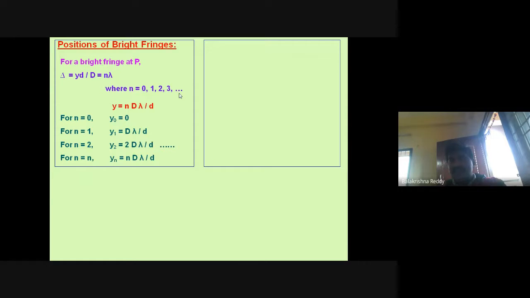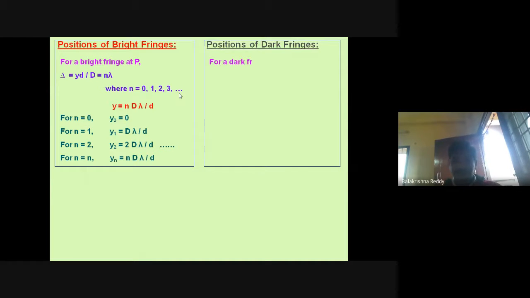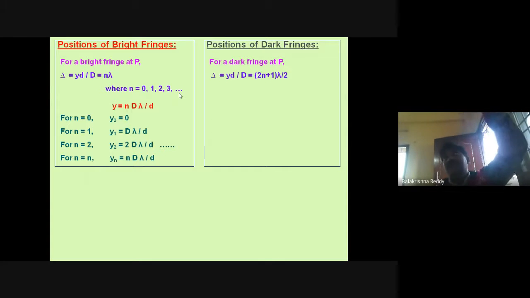If I consider the dark fringes, I have to use the condition I previously discussed for destructive interference: (2n+1) lambda by 2 for dark fringes. So (2n+1) lambda by 2 I have to use. If you use this condition, what is the position first?